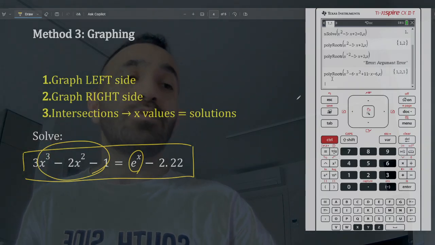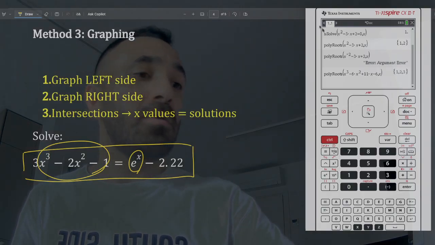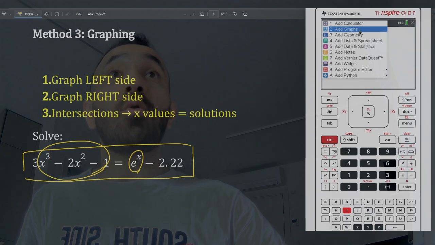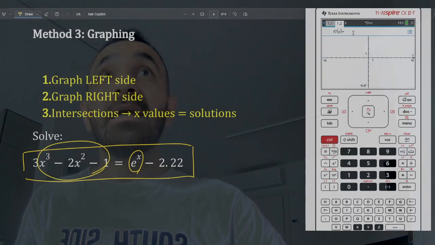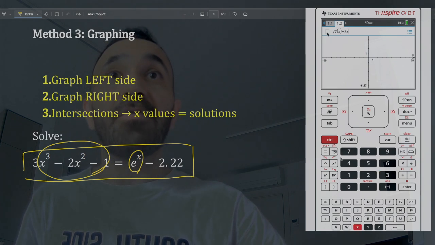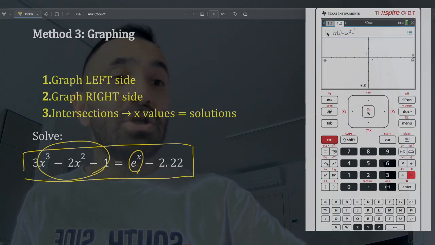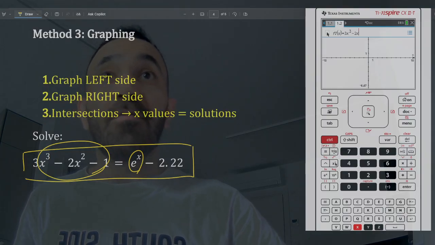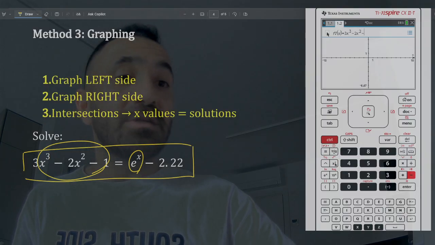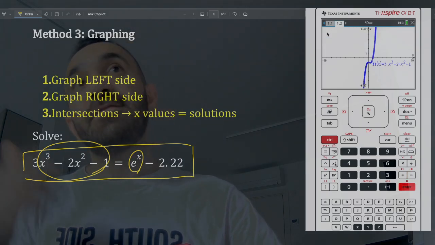What does it mean? Let's do it together. Control I. I'm going to open a new tab, okay? Control I. Now, I'm going to go for add graphs. Here, I'm going to graph the left side. What is the left side? 3x to the power of 3 minus 2x to the power of 2 minus 1. So this is the graph of the left side.